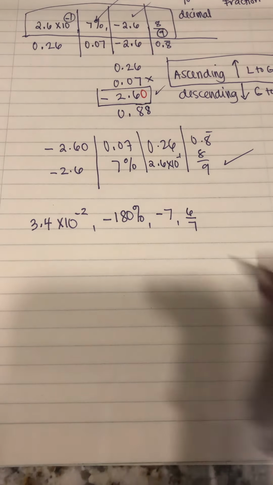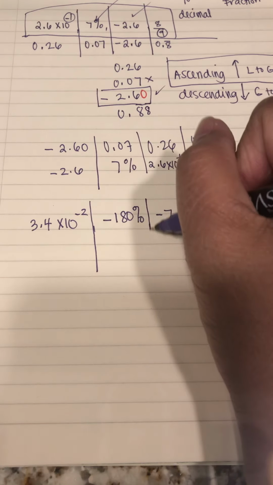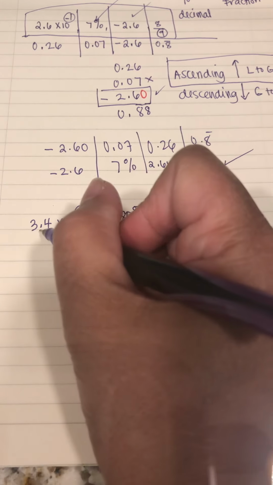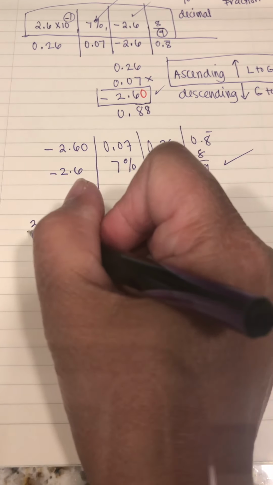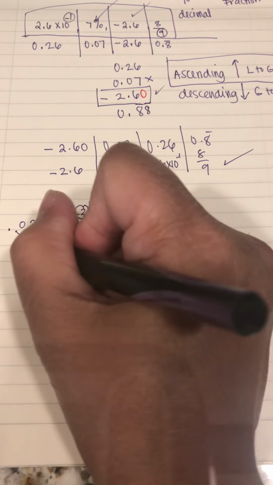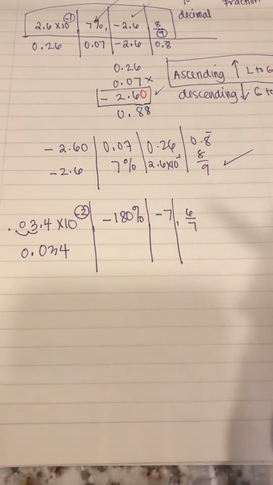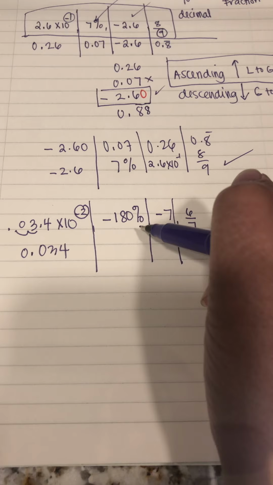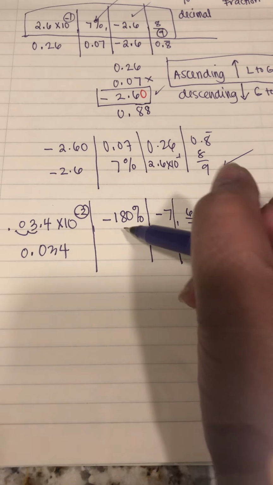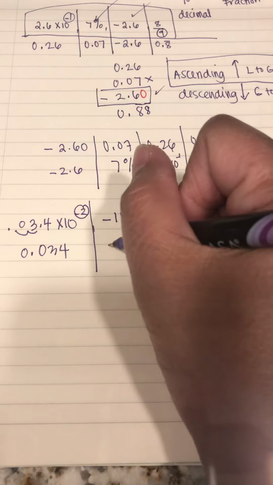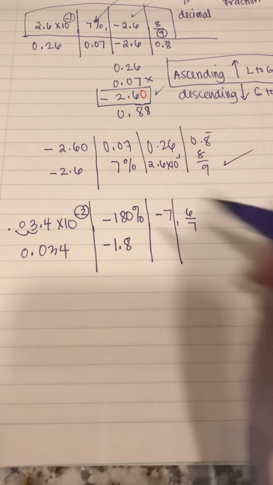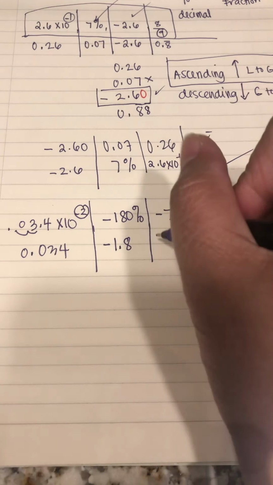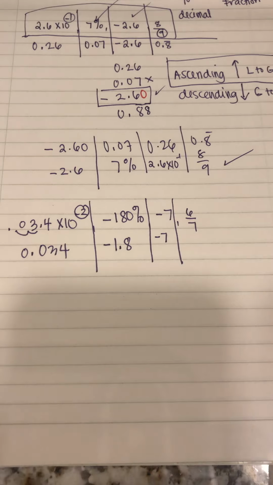Okay, so I'm going to change them all into decimal. So 3.4 times 10 to the negative 2. So I would have to move 2 steps to the left. So now it's 0.034. My negative 180%. So anything in percent is out of 100. So 180 divided by 100 is negative 1.8. Then followed by negative 7, and then 6 over 7.